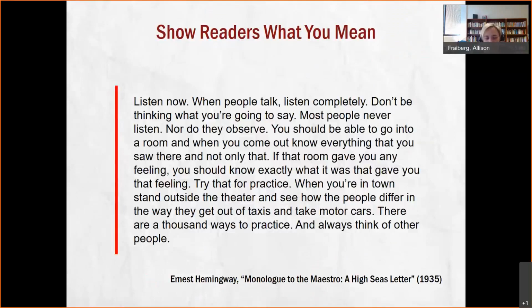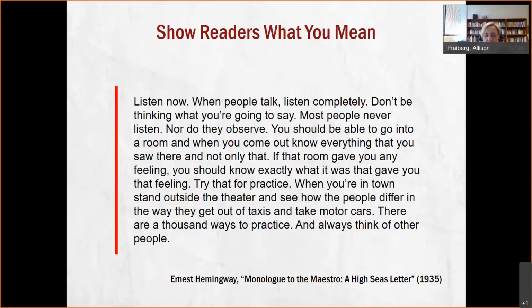And I'm going to take it. I'm not usually a big Hemingway fan, but I really enjoy this little directive here. Maybe just sit back and listen to this one. Listen now. When people talk, listen completely. Don't be thinking what you're going to say. Most people never listen, nor do they observe. You should be able to go into a room and when you come out, know everything that you saw there, and not only that. If that room gave you any feeling, you should know exactly what it was that gave you that feeling. Try that for practice.